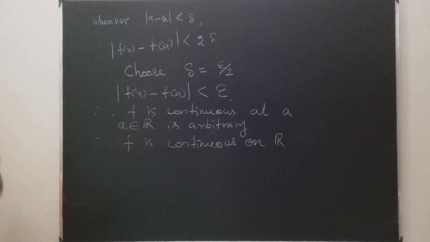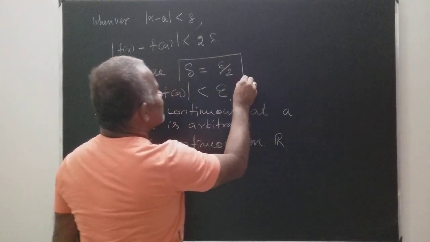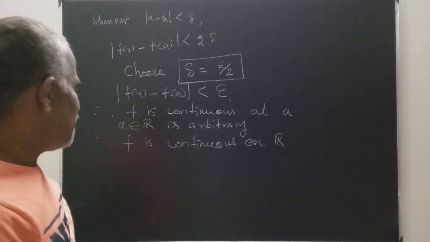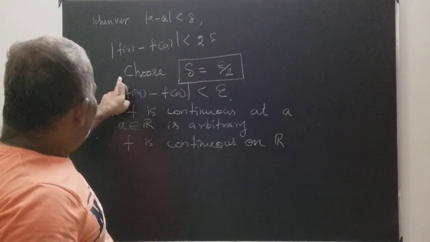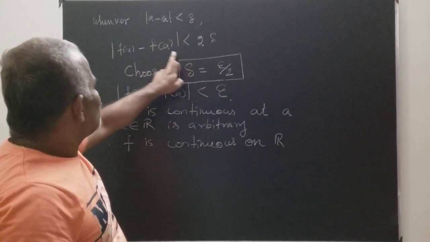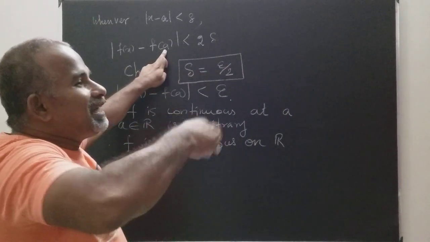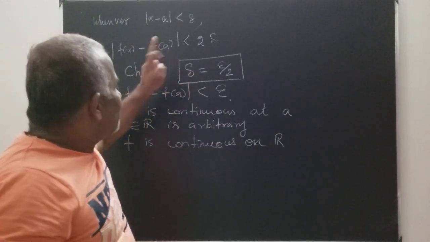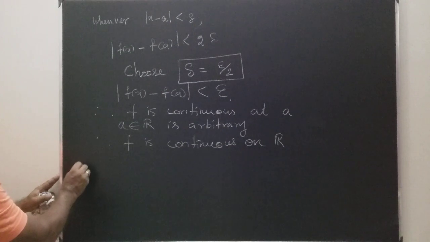The most important thing is that here the delta depends only on epsilon. That means if you take a1, the same delta, epsilon by 2, works. If you take a2, the same delta is epsilon by 2. If a changes, delta will not change. Delta depends only on epsilon. So this is most important.